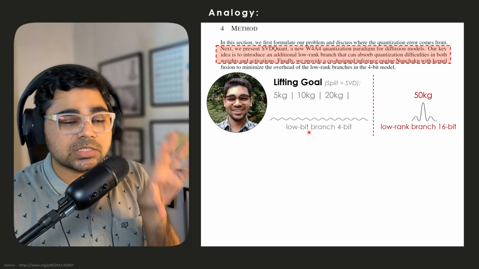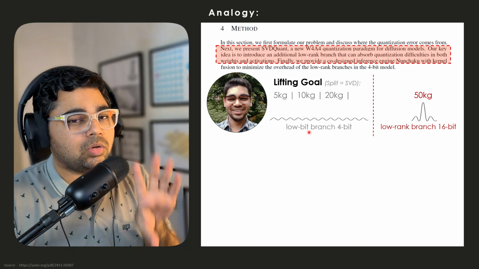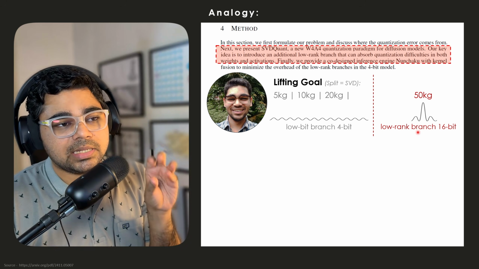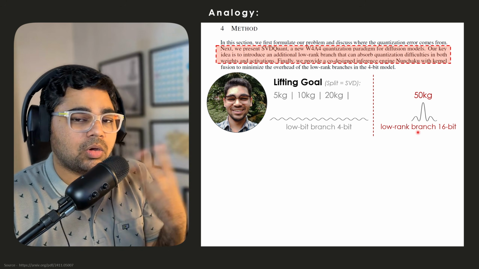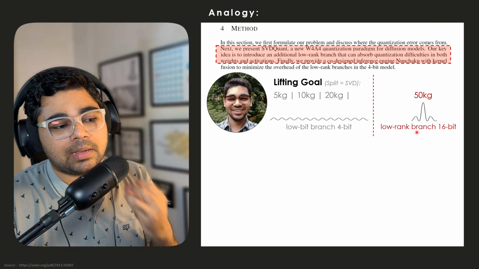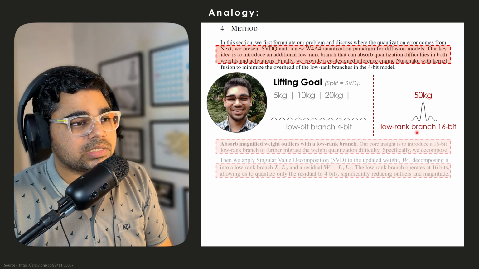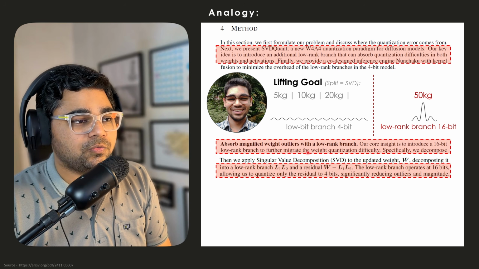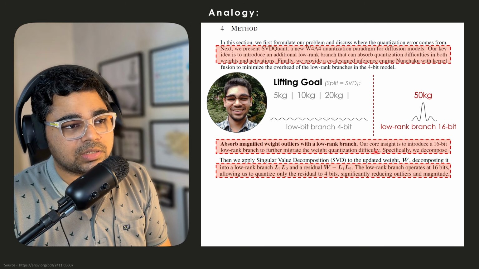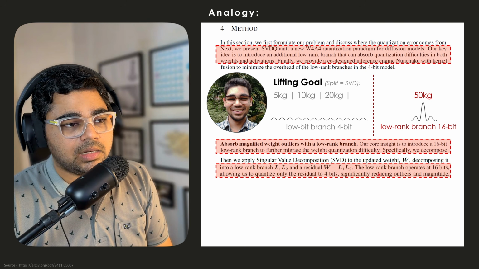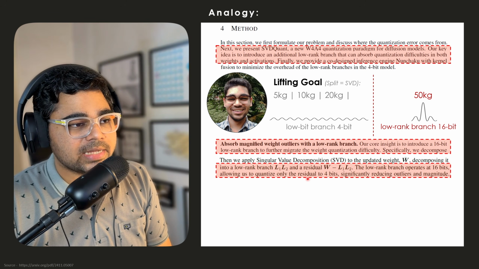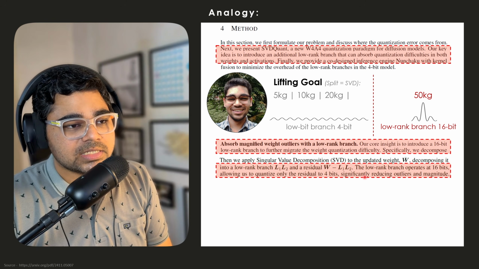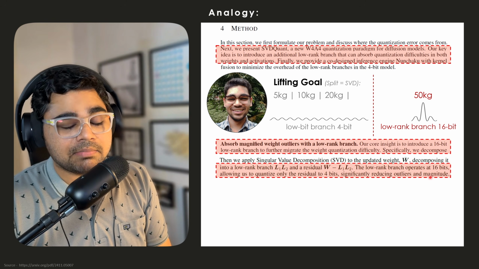The low-bit branch is something that is generic and does not have any rarity, but something that is super rare and gives this spike or outliers is the low-rank branch. Okay, and let's see later what they're saying in the paper. So later they say our core insight is to introduce a 16-bit low-rank branch to further migrate the weight quantization difficulty. And then they're saying the low-rank branch operates at 16 bits, allowing us to quantize only the residual to 4-bit, significantly reducing outliers and magnitude.